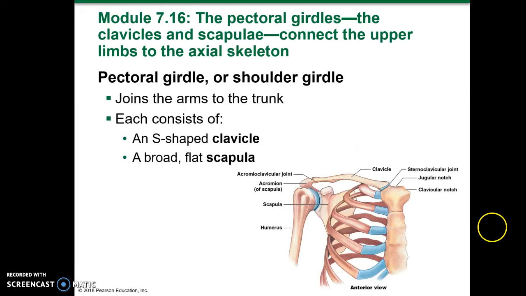So the pectoral girdle or the shoulder girdle joins the arms to the trunk, and each of them consists of the S-shaped clavicle and a broad flat scapula. So the pectoral girdle involves two pairs of bones, four bones altogether, the clavicles and the scapulae.